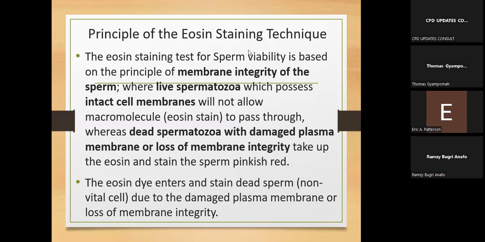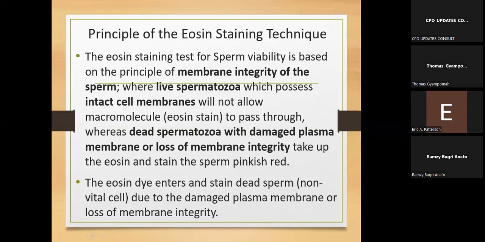So the viability stain is very, very simple. Just get your eosin, and as we move along, I will show you how the test is actually performed. Very, very simple. The principle is very, very interesting. Okay, all right. So the eosin dye enters and stains dead sperm, the non-vital or non-viable cell, due to a damaged plasma membrane or loss of membrane integrity.